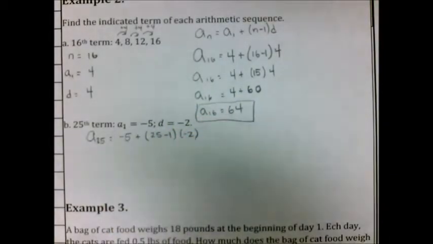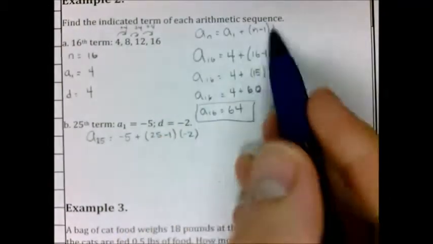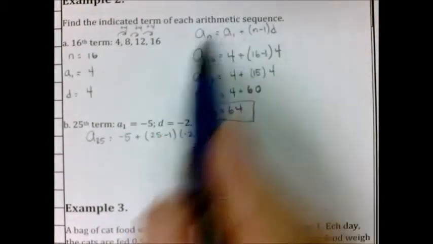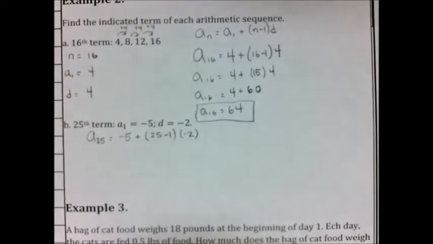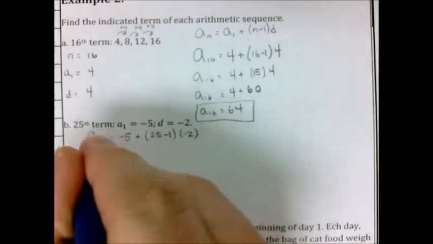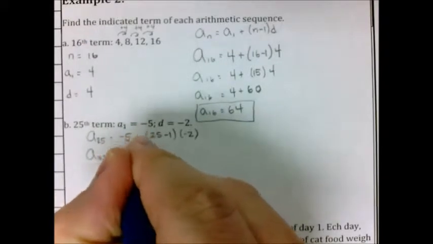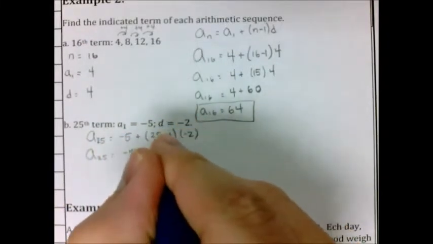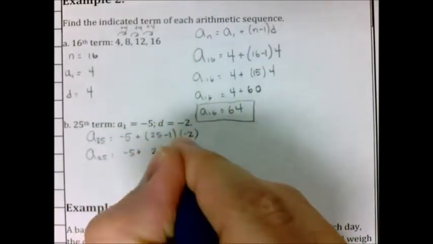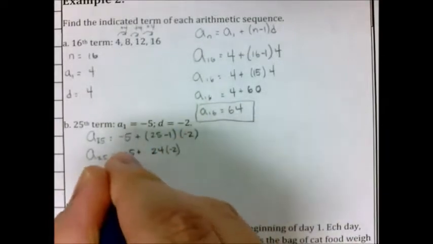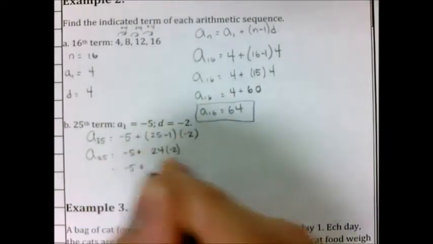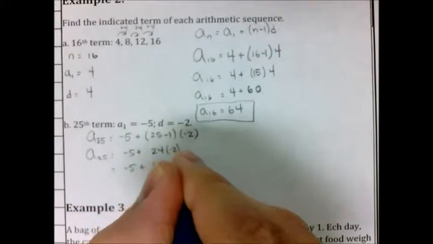So we're just using this formula up here, and we are putting those numbers in. We're substituting those numbers in. Okay, so let's go ahead and solve this. a sub 25 is equal to our negative 5 plus 25 minus 1, which is 24, times negative 2. And we know 24 times a negative 2 is actually a negative 48.